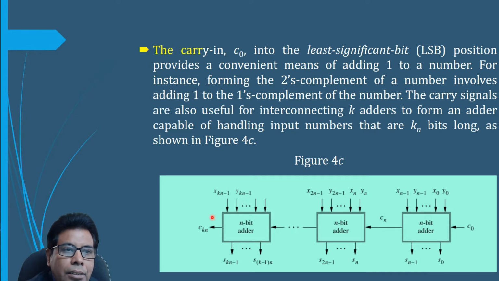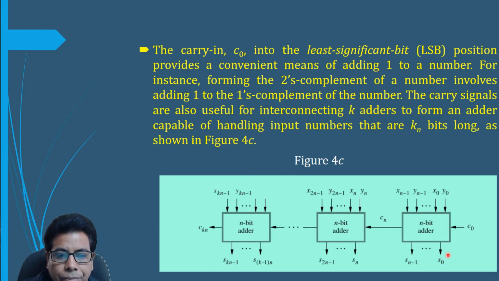So the carry in c0 into the least significant bit position provides a convenient means of adding 1 to a number. For instance, forming the 2's complement of a number involves adding 1 to the 1's complement of the number. The carry signals are also useful for interconnecting k adders to form an adder capable of handling input numbers that are kn bits long, as shown here.